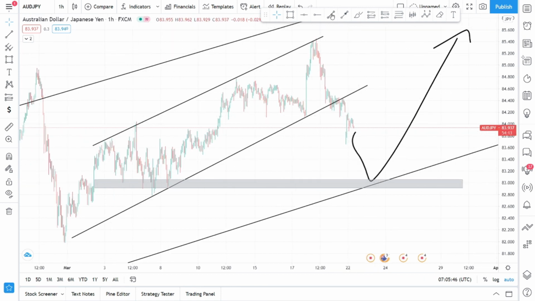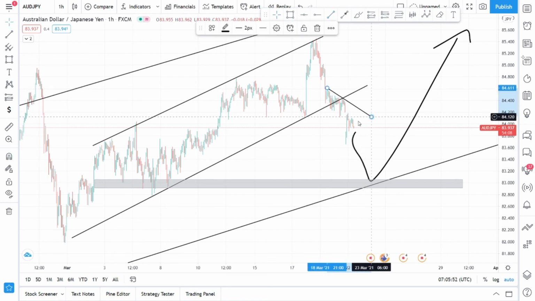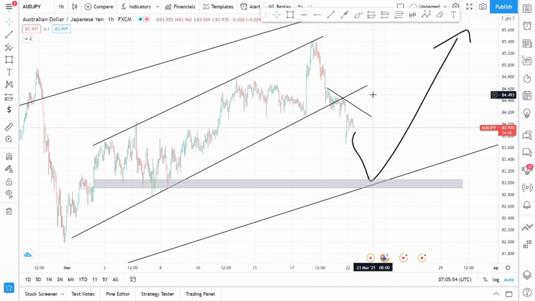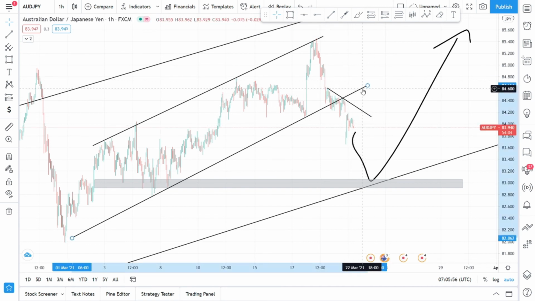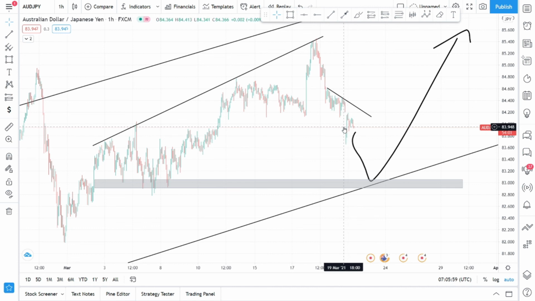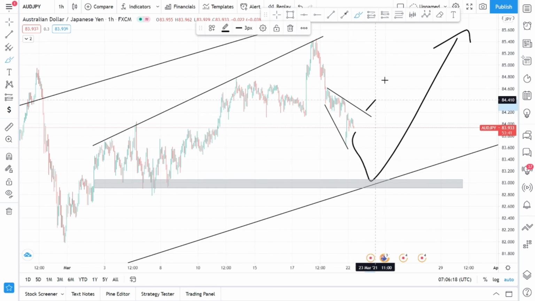So for you to make things simple is you just put a trend like that, and once the market breaks above at least this trend to the upside, let me remove that. Once the market breaks above at least this trend to the upside, then and only then I'd be interested to buy AUD/JPY. So be sure to be on the lookout to buy this pair once it breaks above this trend.